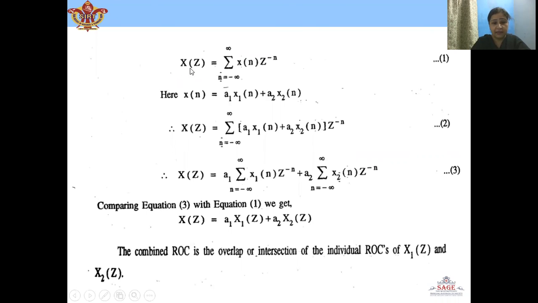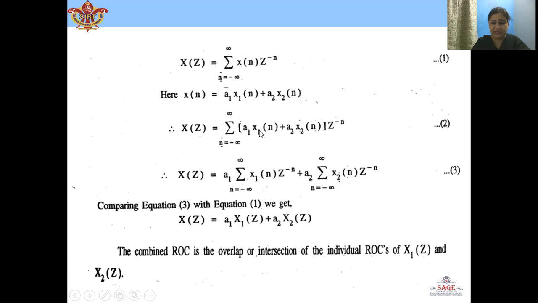Now, starting with the formula for Z transform X(z), which is summation n equal to minus infinity to infinity x(n) z raised to power minus n. Here we want to find the Z transform of a1 x1(n) plus a2 x2(n). So instead of x(n), we will write this expression: a1 x1(n) plus a2 x2(n), and then according to the formula we have z raised to power minus n. Now we know that the summation of the sum is the same as the sum of the summations. That means we can separate these two terms.